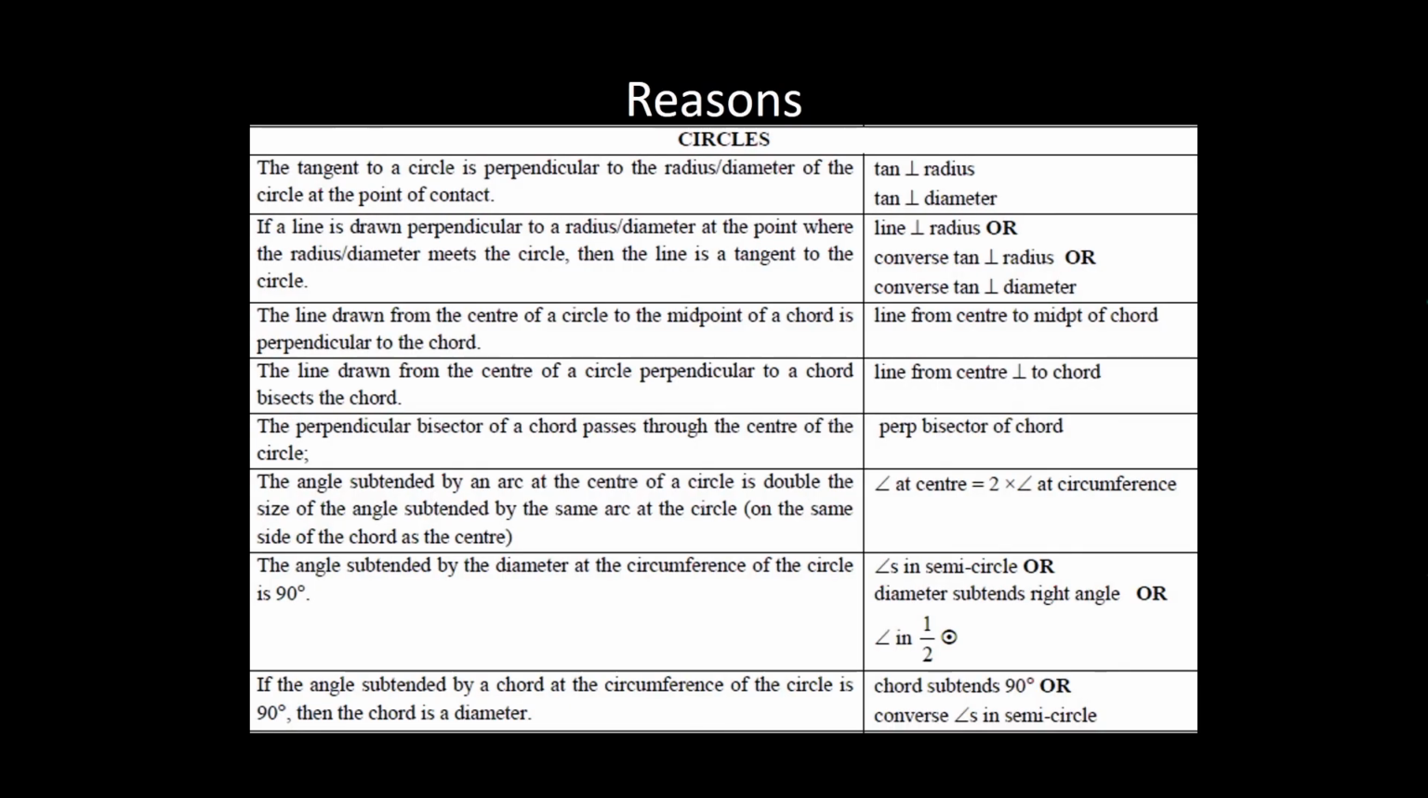All right, let's go through those reasons. Those reasons are important, and you will only get full marks for your reason if you state it correctly. So the first one that we were talking about is that a tangent to a circle is perpendicular to the radius at the point of contact. We abbreviate that one to tan perpendicular to radius, or tan perpendicular to diameter if we've been given the diameter. The converse of that is if a line is drawn perpendicular to a radius or a diameter at the point of contact, then the line is a tangent to the circle.